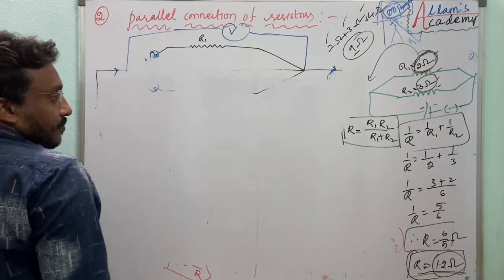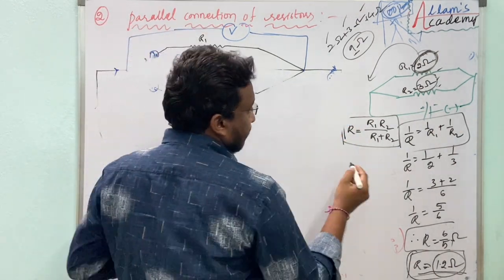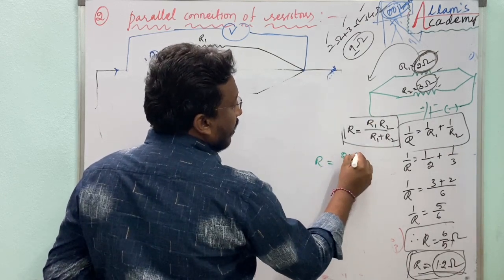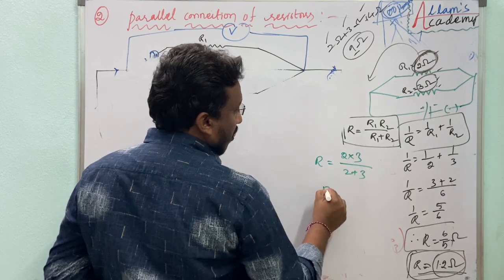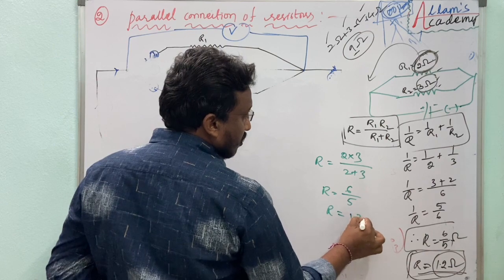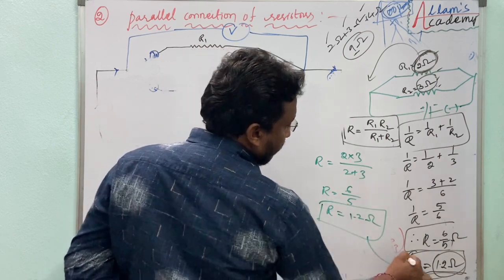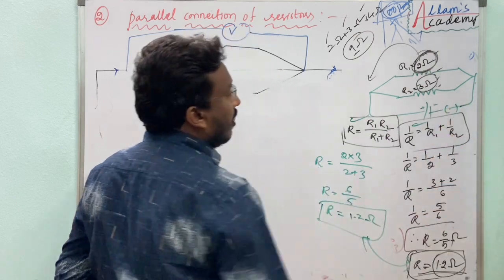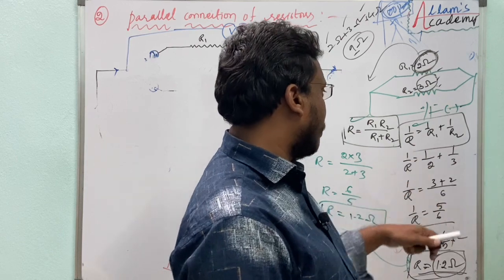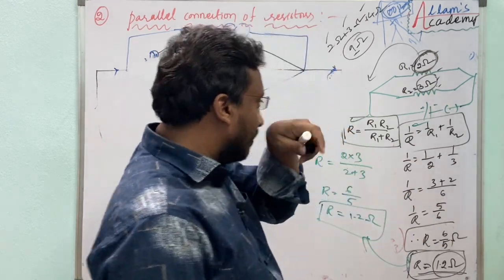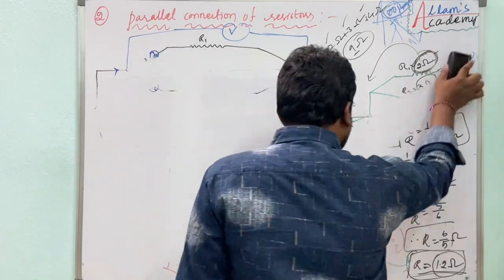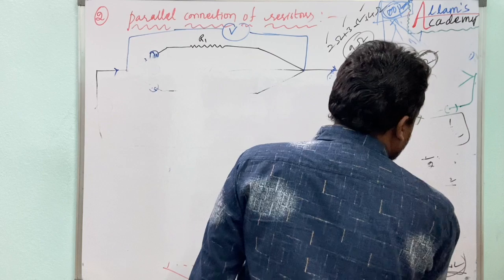So if I use this principle, R equals R1 R2 by R1 plus R2, that is 2 into 3 by 2 plus 3, R equals 6 by 5, so R equals 1.2 ohms. See, both are the same, so we can use either this or this: 1 by R equals 1 by R1 plus 1 by R2, or R equals R1 R2 by R1 plus R2. This is the way we can find the effective resistance of resistors.